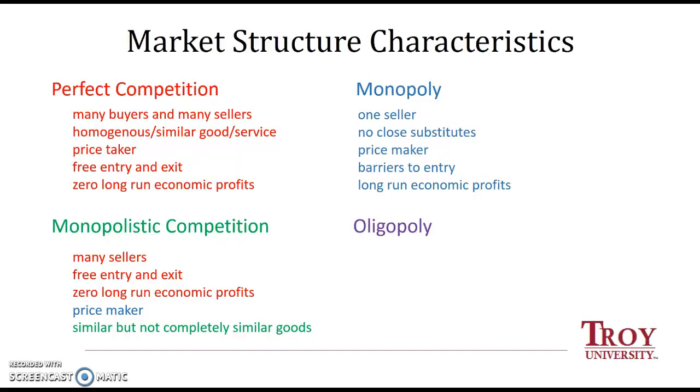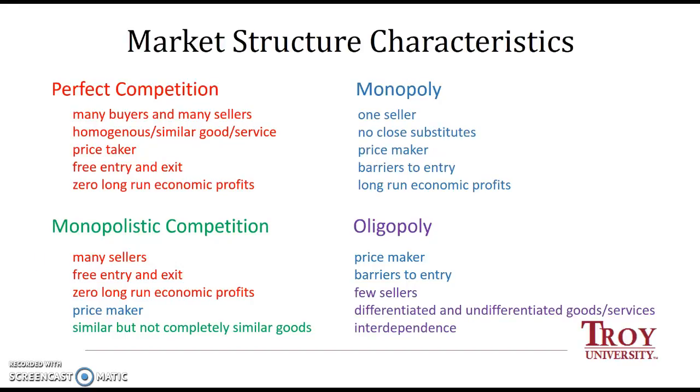Lastly, let's consider oligopoly. Oligopoly is closer to monopoly than perfect competition. Its similarities include price making and barriers to entry. What distinguishes oligopoly are the three characteristics here: few sellers, those that control a majority of the market that is, differentiated and undifferentiated goods, and interdependence.